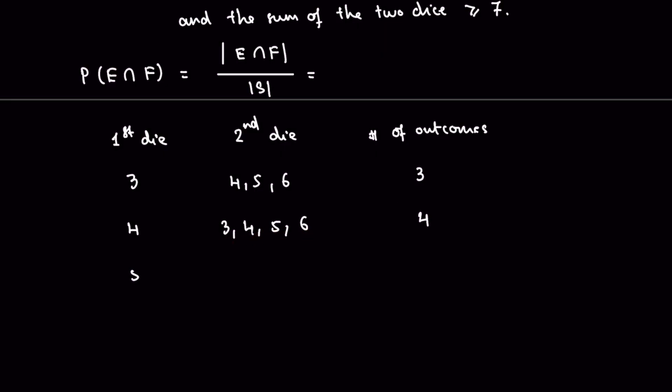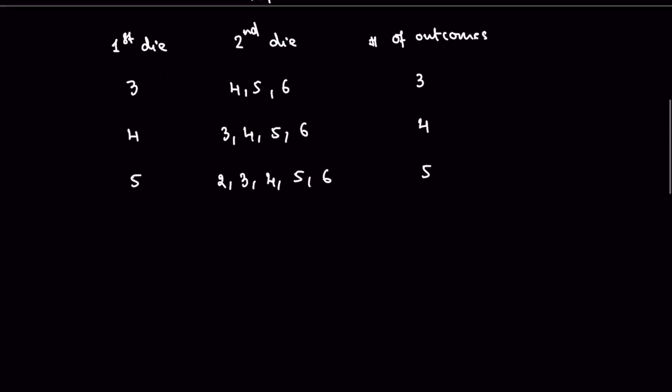Similarly, we're going to go to 5. When the first die gives you number 5, then the choices for the second die should be 2, 3, 4, 5, and 6. There are 5 different choices, and they're coming from these choices. So 1, 2, 3, 4, 5. And for the last case, the first die gives you a number 6. Then on the second die, it has to be either 1, 2, 3, 4, 5, or 6. So there are 6 different outcomes for the last case.